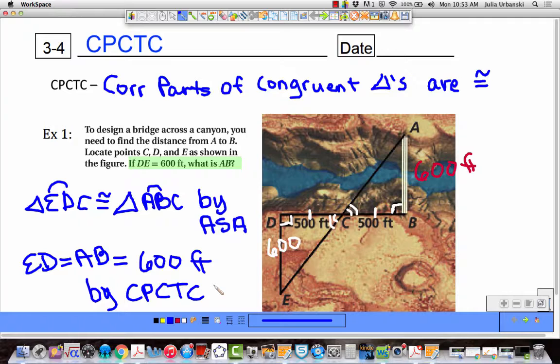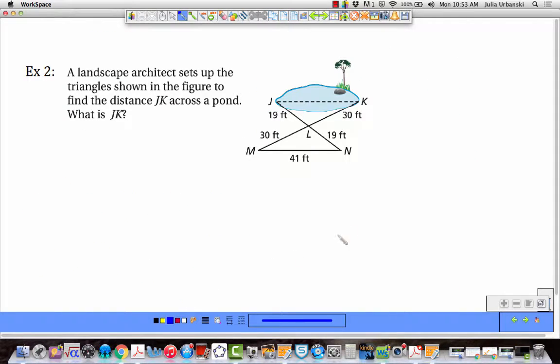Before you can even do anything with the triangles, you have to know that they are congruent. So for example 2 here, there's a pond. A landscape architect is trying to set it up so he can find a distance between J and K, which is across the pond. He doesn't want to get in the water. He doesn't want to get in a little boat. He wants to stay on land. So he created a setup of triangles so that he could do the measuring that way.